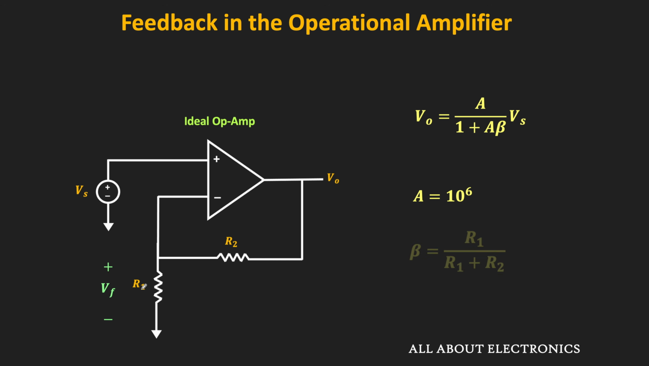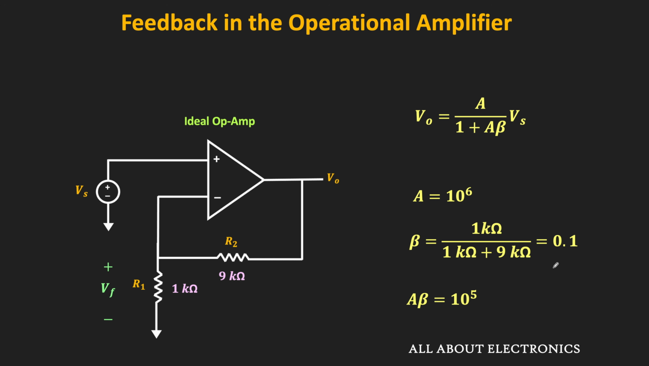Or we can say that the feedback factor beta is equal to R1 divided by R1 plus R2. So let's say here this R2 is equal to 9 kilo ohm and the R1 is equal to 1 kilo ohm. So we can say that this value of beta is equal to 1 kilo ohm divided by 1 kilo ohm plus 9 kilo ohm, that is equal to 0.1. That means here this open loop gain is equal to 10 to the power 6 while the feedback factor is equal to 0.1. So here the value of the A beta is equal to 10 to the power 5. And as you can see, it is much larger than 1.